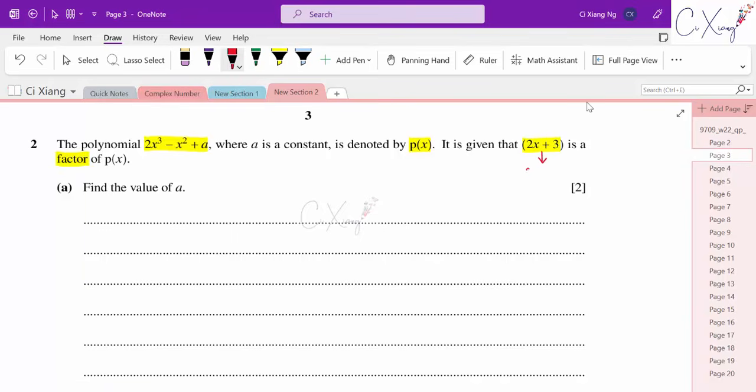To use the factor theorem, the value of x that we should substitute should be x equals negative 3 over 2. So according to the factor theorem, if p(x) equals 2x power 3 minus x squared plus a, and I substitute the value x equals negative 3 over 2, then my polynomial will get 0. So this is basically the factor theorem that we have. Therefore, we have to substitute all the values of x with negative 3 over 2.